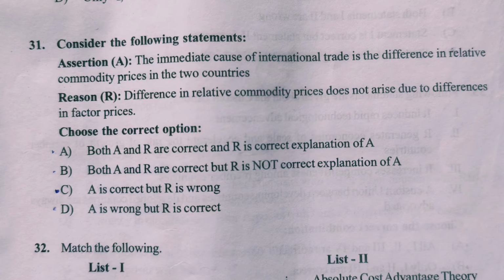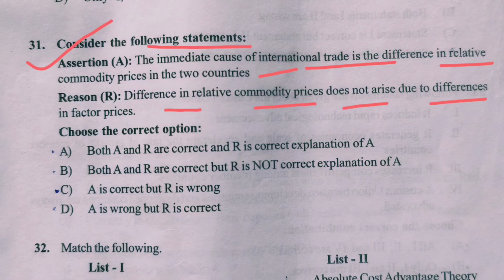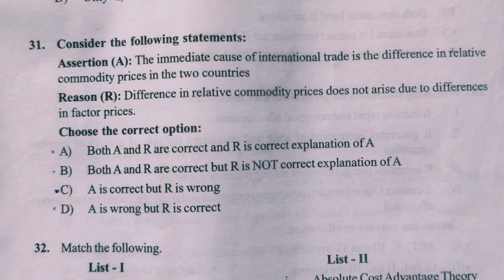Next question is, consider the following statements. The immediate cause of international trade is the difference in relative commodity prices in the two countries. Yes, that is why international trade arises. The reason: differences in relative commodity prices do not arise due to differences in factor prices. Yes, they arise because of the differences in factor prices. So the reason, I guess, is incorrect here. So A is correct, but the reasoning is wrong.